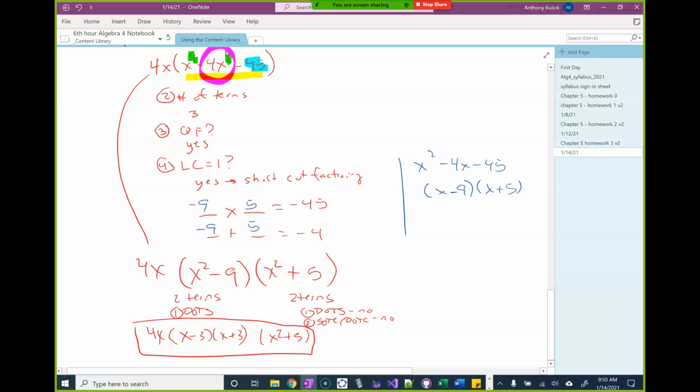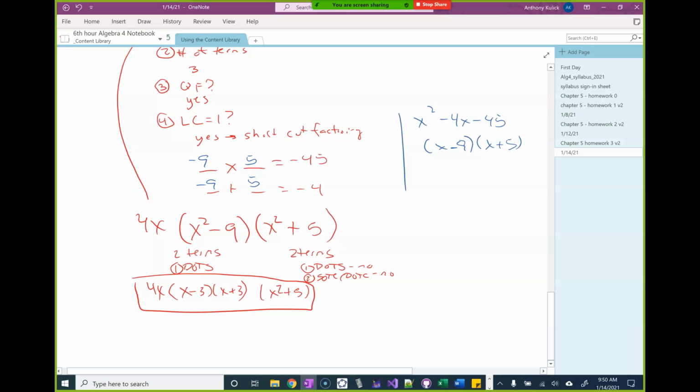You're saying, what if you just left this answer? Well, the directions say factor completely, so that would not be full credit, because there's still more factoring you can do, specifically the x squared minus 9. Does that make sense? Okay. So it's not like it's all the way wrong, but it's just not finished, right?